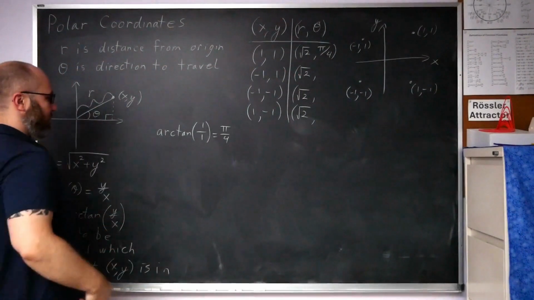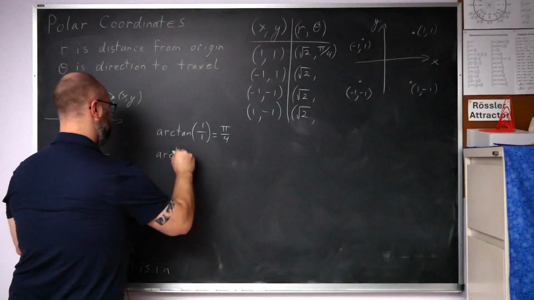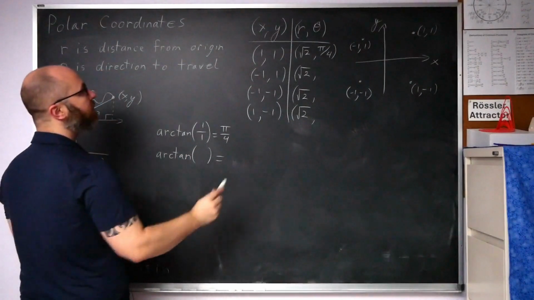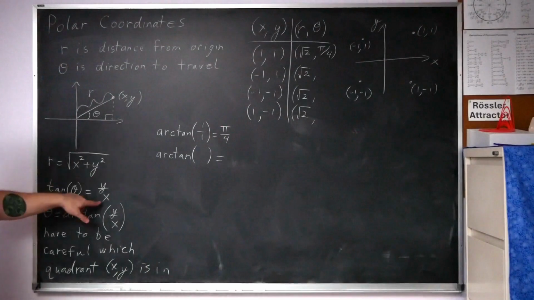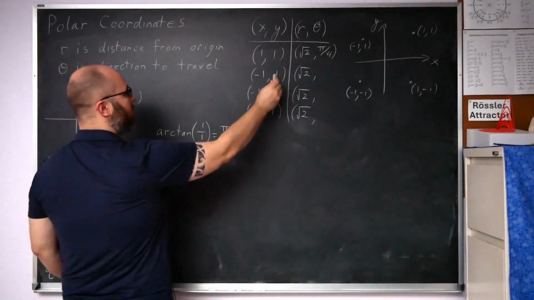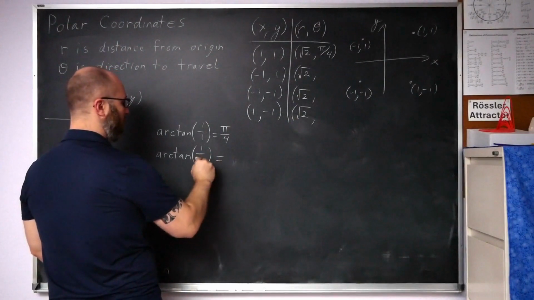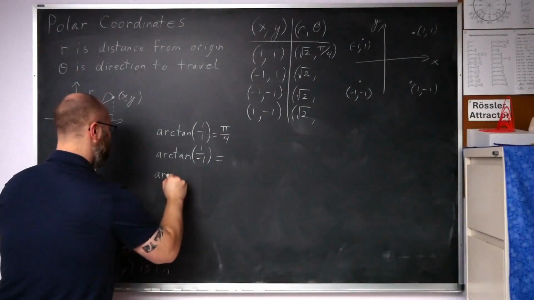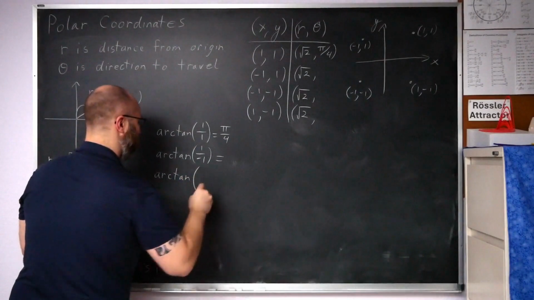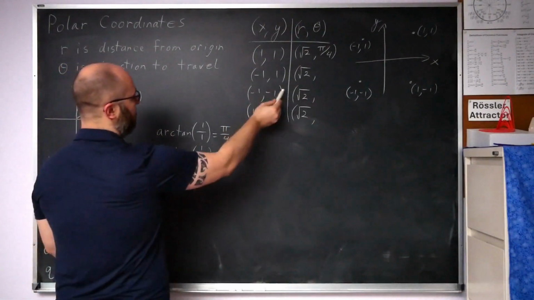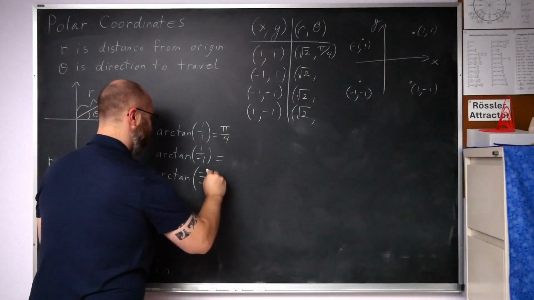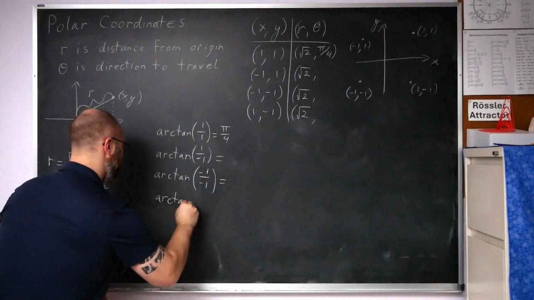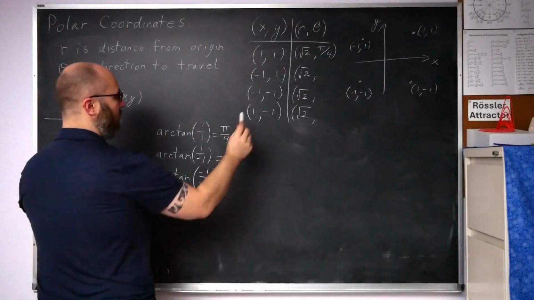All right, well, what about arctan of the rest of them? So let's go ahead and go through here. I'm going to put y on top and x on the bottom. So then for the next point, it's 1 over negative 1. Then for the next one, y on top, x on the bottom. Doesn't matter in this case, it's negative 1 over negative 1. And then arctan on the last one, it's negative 1 over 1.